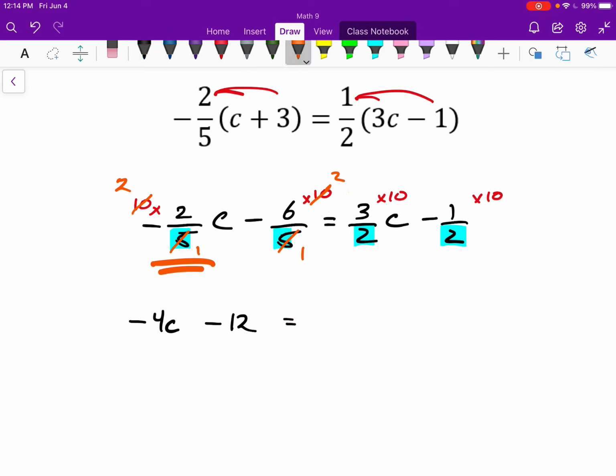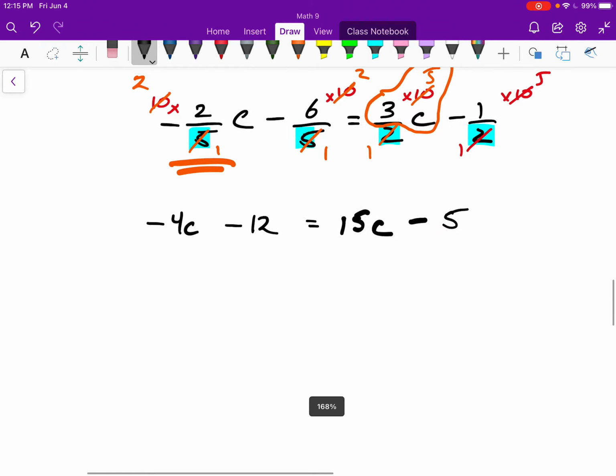Okay, halfway done. Over here, reduce 10 over 2 is 5 over 1. So what do I have? I have 3 times 5 times c, which is 15c. Lastly, I have a half times 10, which is 5. And so I just have minus 5. All right, that's a big step done.